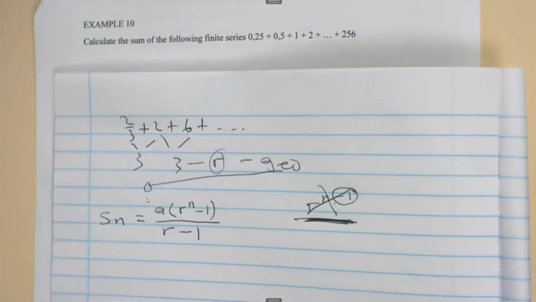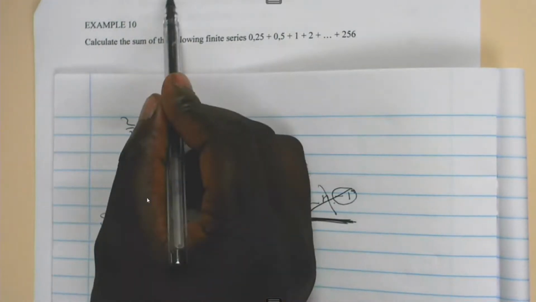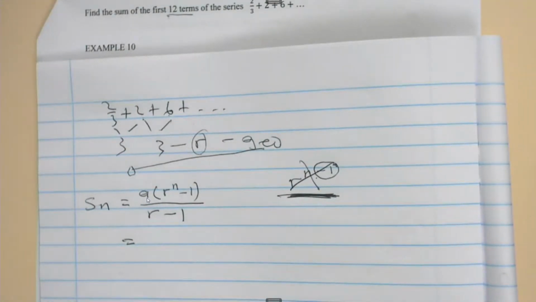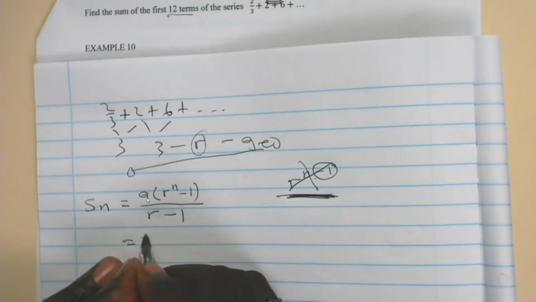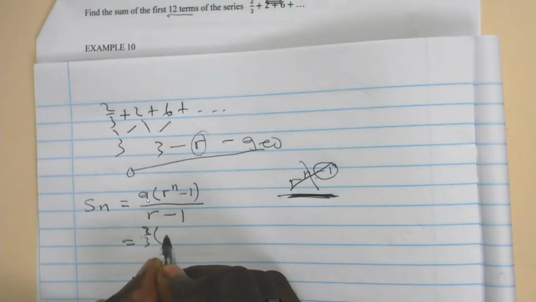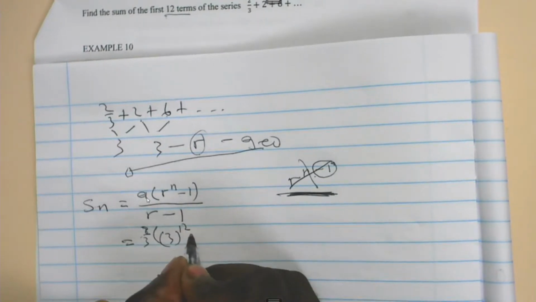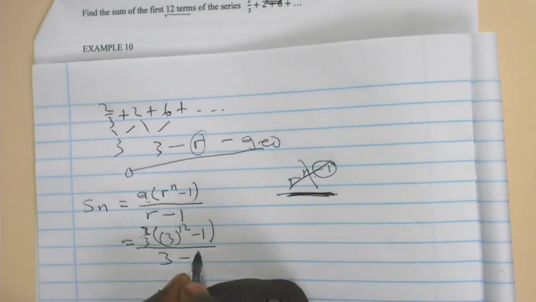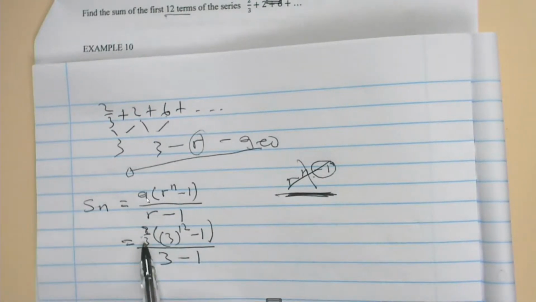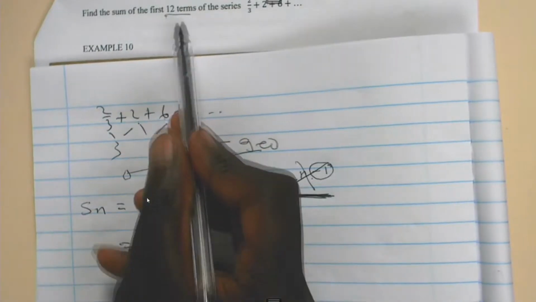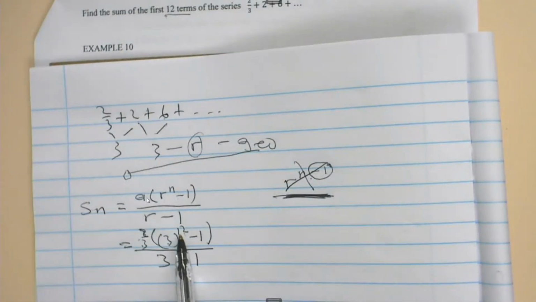Okay, let's move on. We are requested to find the sum of the first 12 terms, so our n is 12. Therefore S12 equals 2 over 3 into (3 to the power of 12 minus 1), all over 3 minus 1. We have substituted a as 2 over 3, r, the constant ratio, as 3, and n as 12 since we were told to find the first 12 terms.